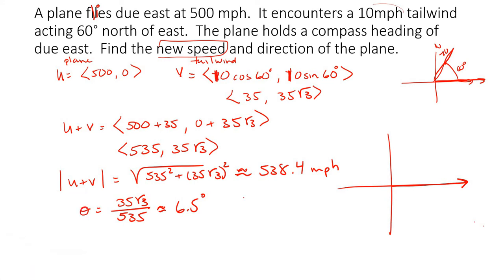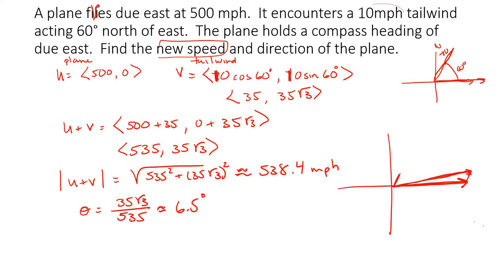Okay, so my direction angle, instead of flying at 500 miles per hour due east, the fact that a small vector at 60 degrees changes me to a little bit larger vector flying at a little bit higher speed. So if I add my tailwind vector to my original plane vector, I get my resultant vector, which is a faster speed at a small angle. All right. Sorry about the confusion there.